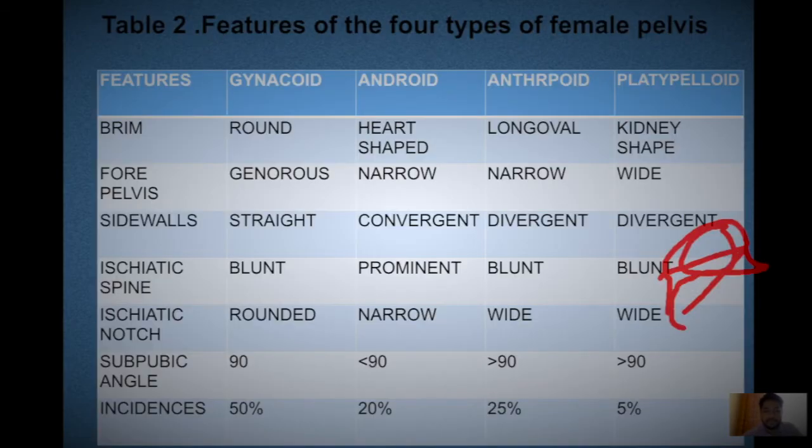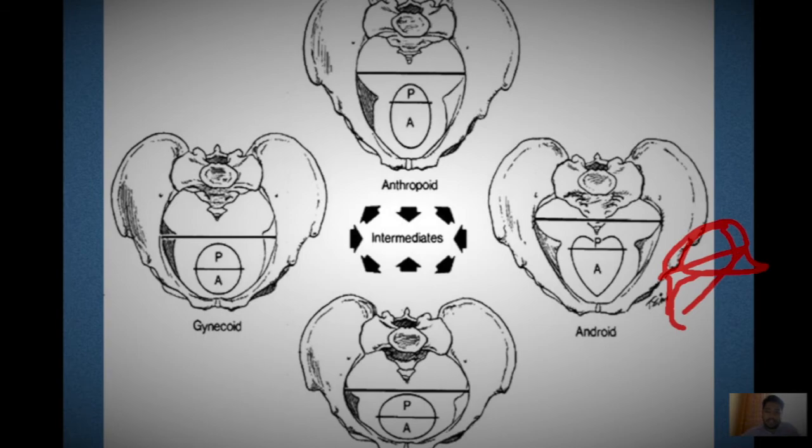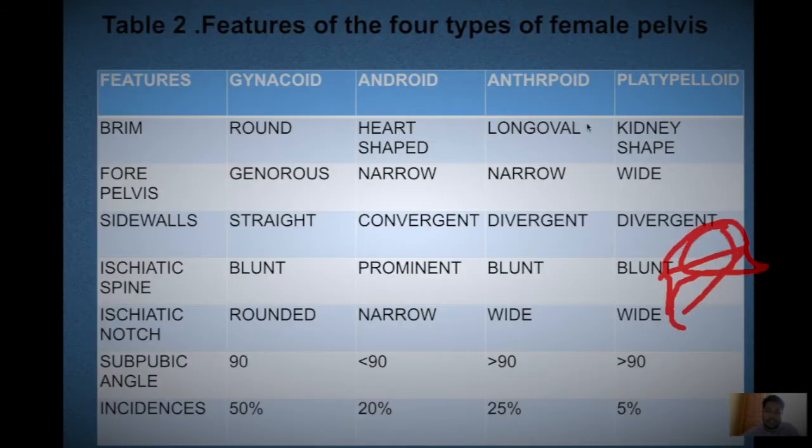The main thing about the android pelvis is that it is somewhat a hardship, and the spines are very prominent. Now, the features of these types of pelvis: gynecoid, android, anthropoid, and platypelloid. The brim is rounded in gynecoid pelvis. In android, it is somewhat heart shaped, and in anthropoid, it is long and oval. The platypelloid pelvis is somewhat kidney shaped.